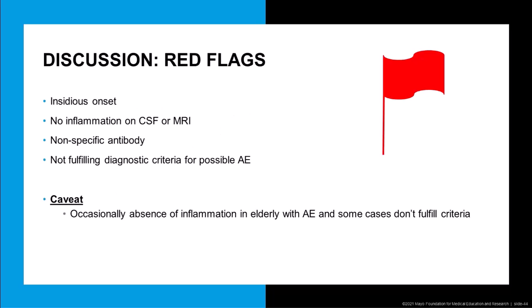Just to think about some of the red flags would be an insidious onset, no inflammation on CSF or MRI, the presence of a non-specific antibody like TPO antibodies, or not fulfilling criteria for possible autoimmune encephalitis. There are some occasions when patients can have absence of inflammation in the elderly and don't fulfill criteria, so just you can think about that.